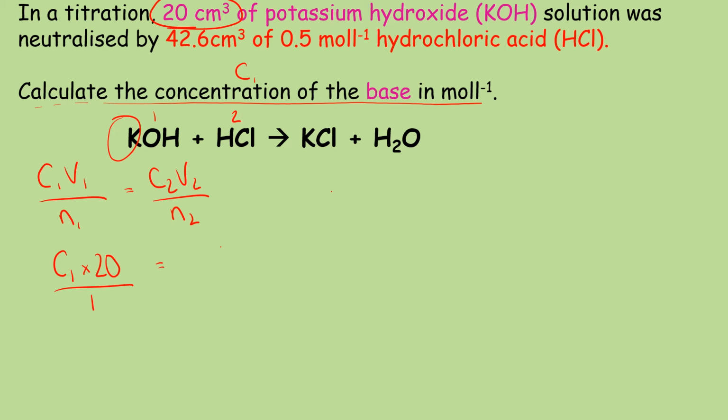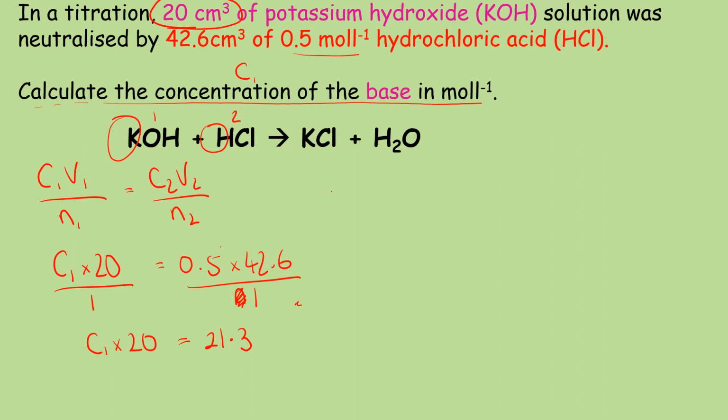We then switch to chemical number 2. Concentration is 0.5. The volume is 42.6. And the balancing number N2 is number 1 again. Now the good one with this is I don't need to swap the sides. I've already got the letter on the left. So C1 times 20. If I times it by 20 and divide by 1, I'm just timesing it by 20, is equal to 42.6 times 0.5, that's going to be 21.3, divided by 1 gives us 21.3.